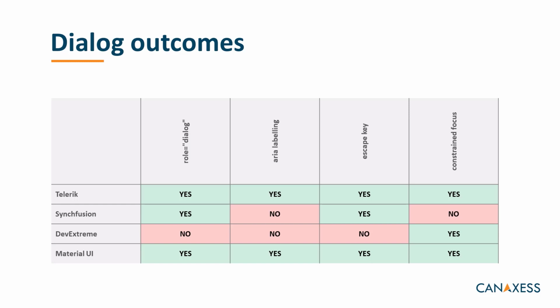Telerik and Material UI appear to be very good with the accessibility support provided, and then it's a sliding scale of support with DevExtreme at the bottom. When choosing which UI library to use, do you make your assumption based on the results of one control? Do you test multiple controls? Do you test none? Just what do you do?